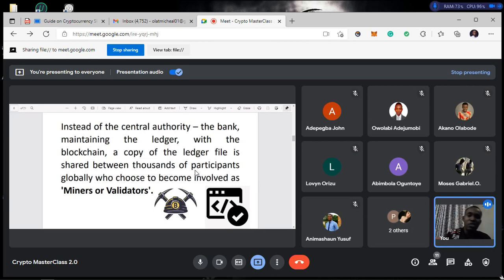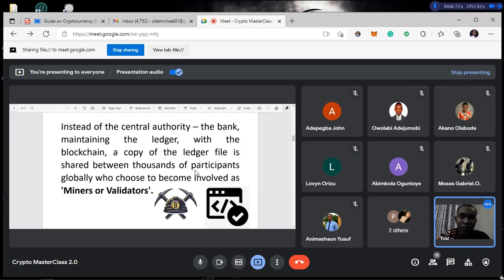Because it's a decentralized ledger. Though we have various types of blockchain, we are still getting to that. But the blockchain comes with this sense of decentralization. So instead of a central authority like the bank maintaining the ledger, with the blockchain, a copy of the ledger file is shared between thousands of participants globally who choose to become involved as miners or validators.